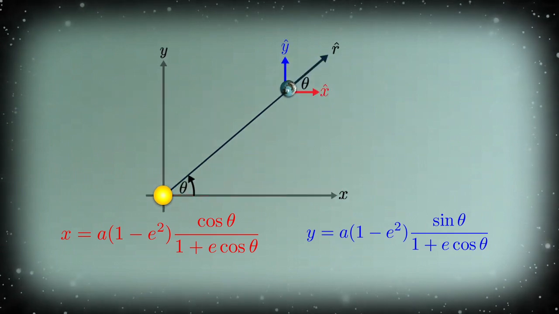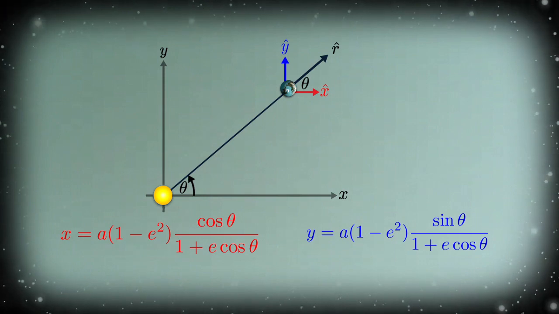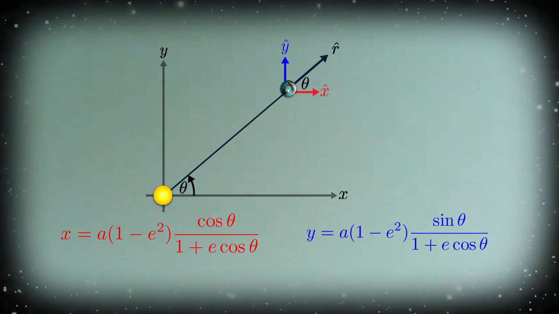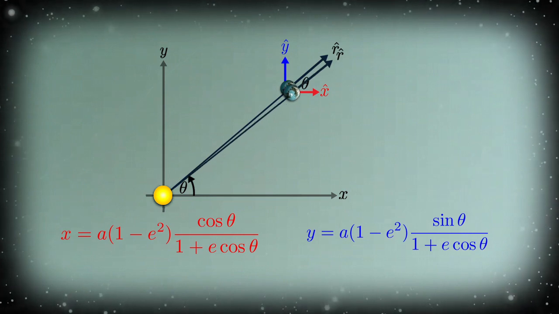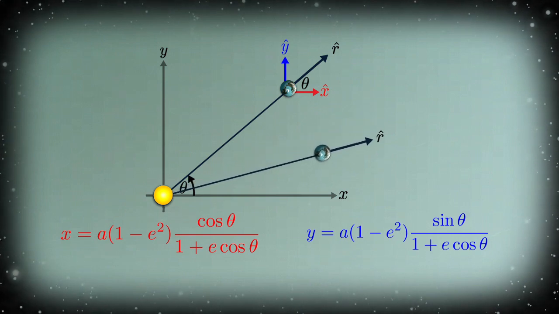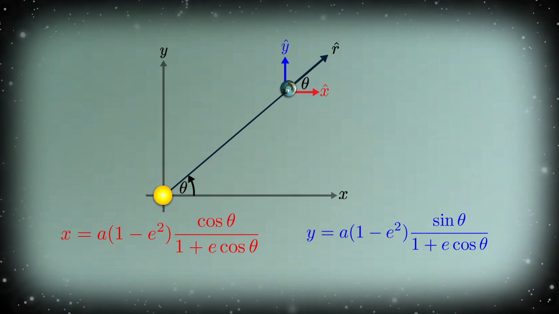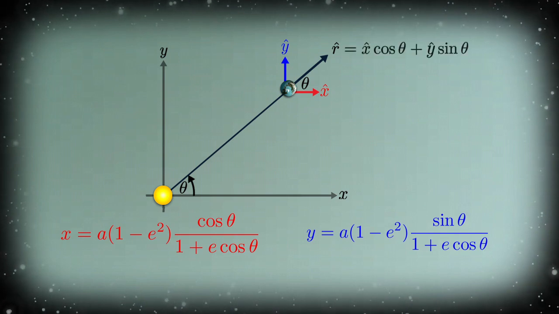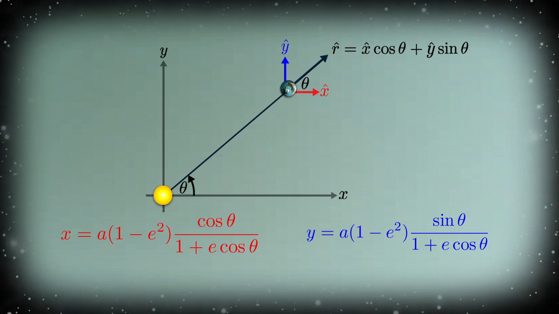We can do the same thing with unit vectors. In the polar coordinate system, r hat is a vector of length 1 pointing in the direction of increasing r. That means r hat changes orientation as the planet moves around. It always points away from the origin. At any point, though, we can write r hat as x hat cos theta plus y hat sine theta.